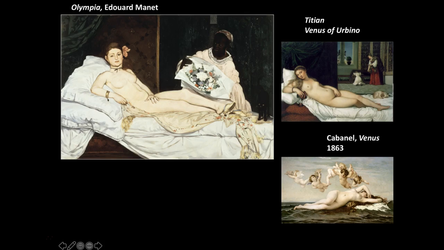Olympia is like the stage name used generally to refer to prostitutes at the time. And this piece is almost exactly a response to Titian's Venus of Urbino.